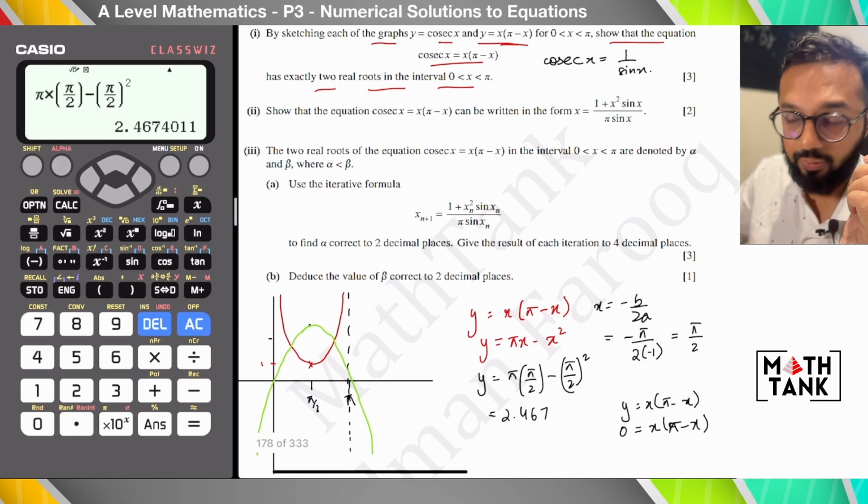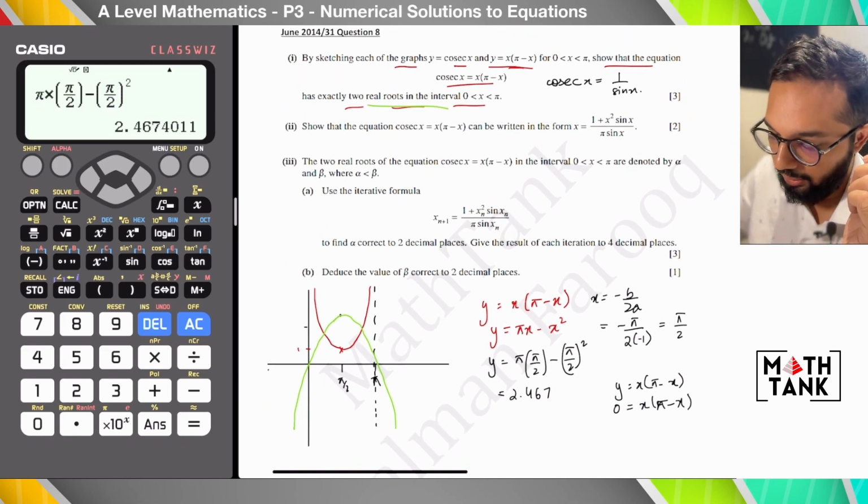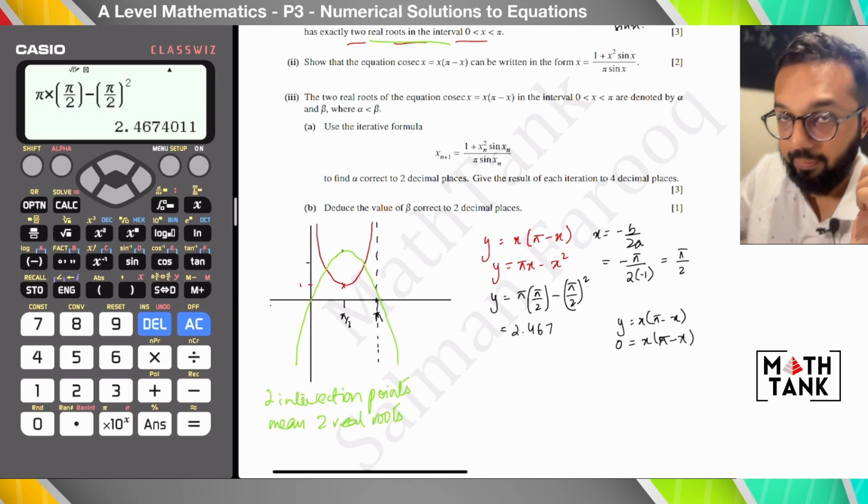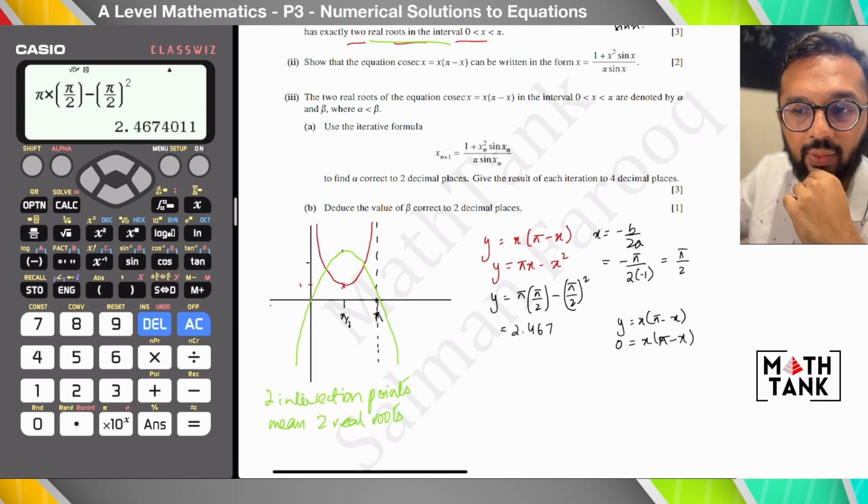So what did I have to prove to you? That there are two real roots. So I'm going to write two intersection points means two real roots. Okay, that is the first part of the question.